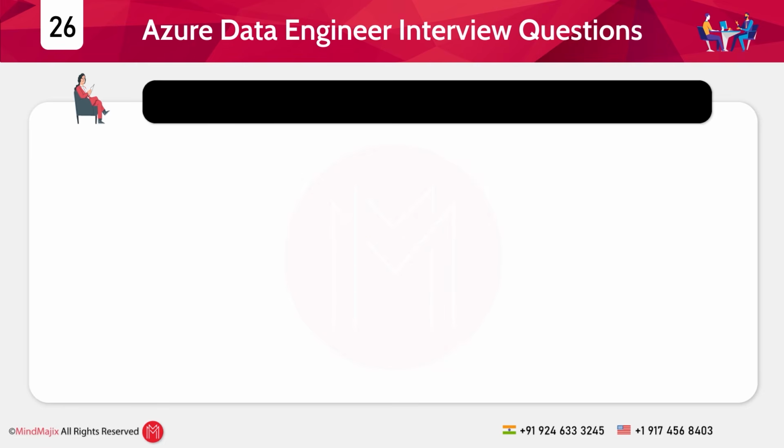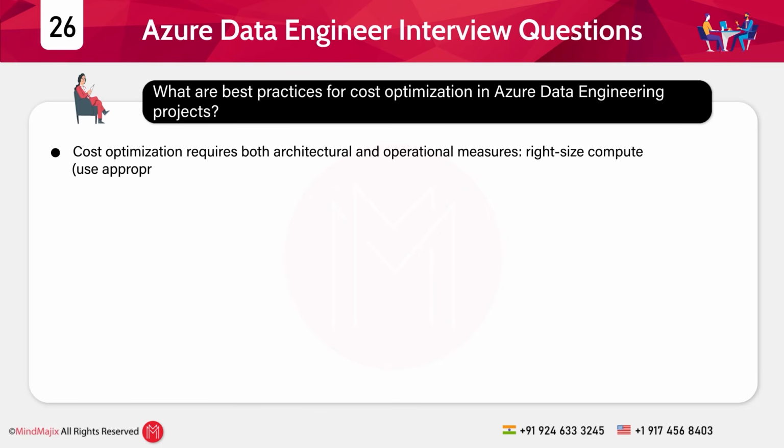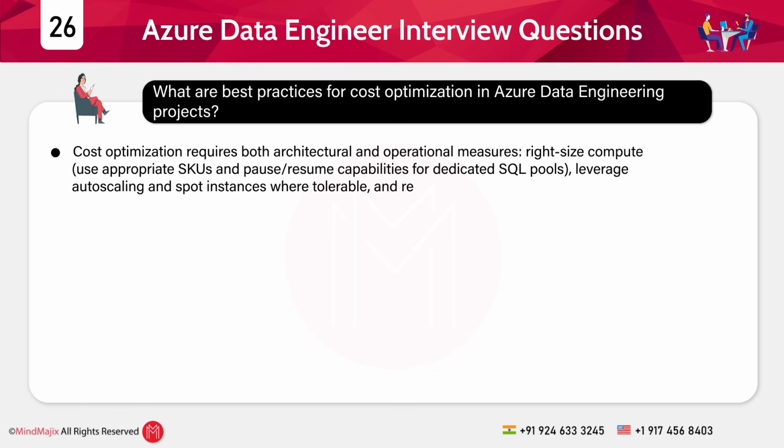The next question is, what are the best practices for cost optimization in Azure data engineering projects? So guys, cost optimization requires both architectural as well as operational measures. So right size compute, leverage auto scaling and spot instances where tolerable, and reserve capacity for predictable workloads to gain the discounts. To optimize the storage cost, you can use lifecycle policies, compress data, and avoid small file sprawl through periodic compaction.